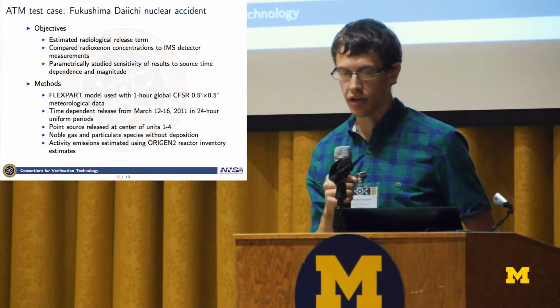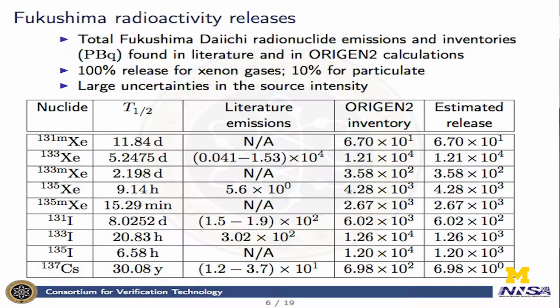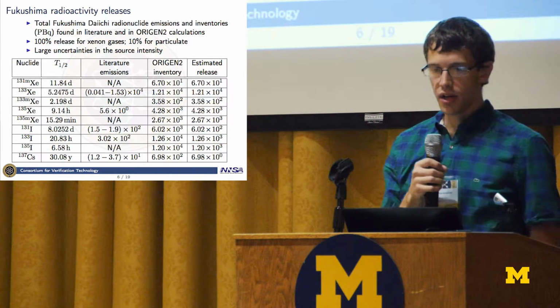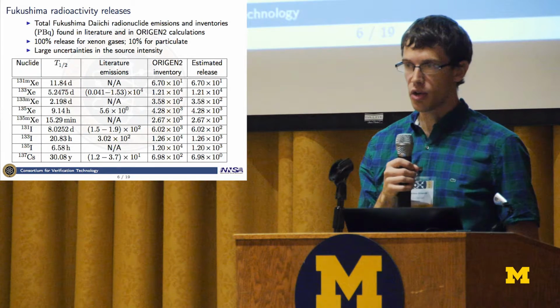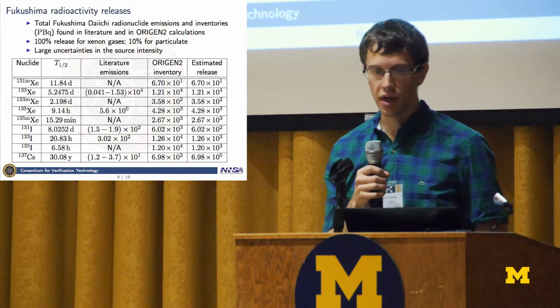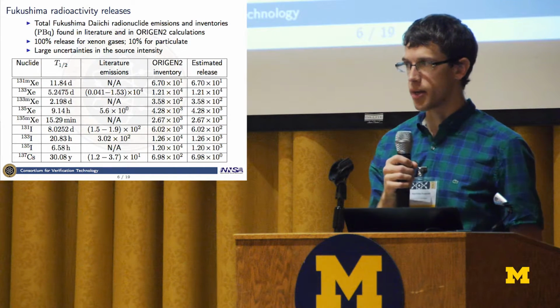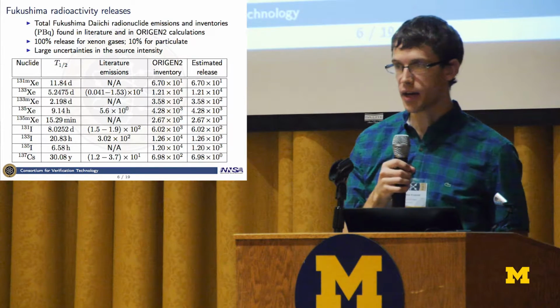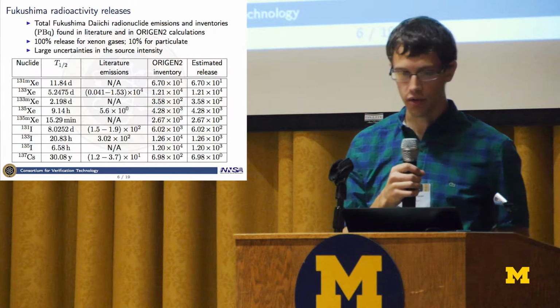So the estimate of the source, as I said, is based on ORIGEN 2, but we also have found references in the literature who have done source estimates, and so we've been able to compare what the inventories were to the literature emissions, and then we came up with what our estimated release was based on ORIGEN 2 and literature values and fitting our data to the simulation model. So what we did was we assumed a 100% release of the noble gases, which is generally a fairly good assumption, but for the particulate species like iodine and cesium, they may not leak out as much, so we would assume 1% for cesium or 10% for iodine emission from the reactor inventories.